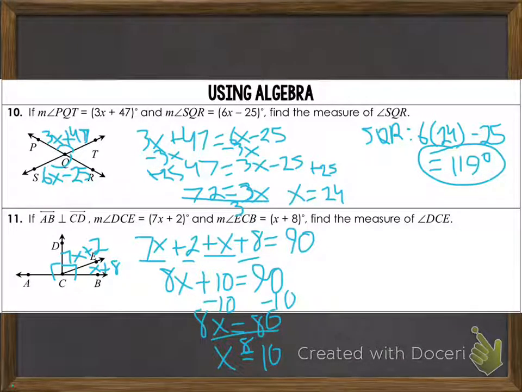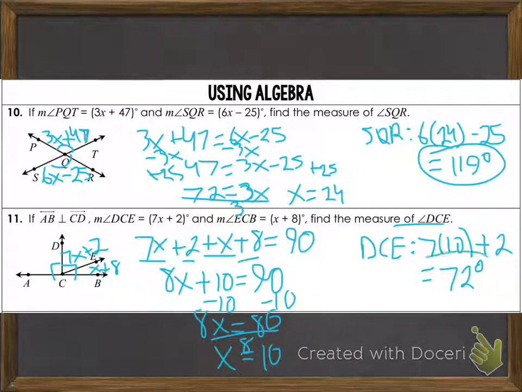Now we need to find the measure of DCE. Over here, DCE is going to be 7 times 10 plus 2. Let me make this look a little neater. It's a little messy. There we go. So 7 times 10 plus 2. Now multiply and add everything together, and you get 72 degrees.